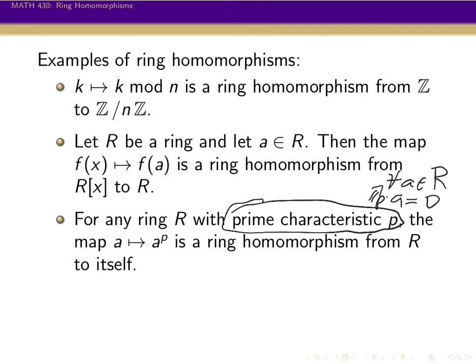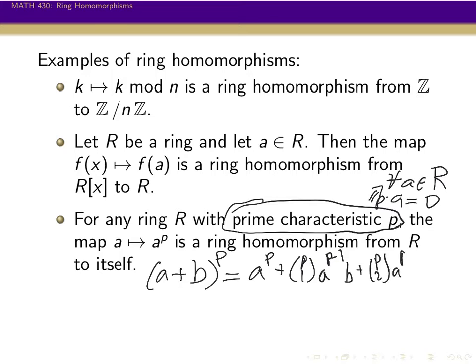And so really the big idea here is, if the characteristic is p, if you look at (a+b) raised to the pth power, well, if you use the binomial theorem, this is going to be a^p plus p choose 1 times a^(p-1) b, plus p choose 2 times a^(p-2) b^2, all the way down to p choose p-1 times a b^(p-1), plus b^p. And so this is coming from the binomial theorem, which you've seen before.